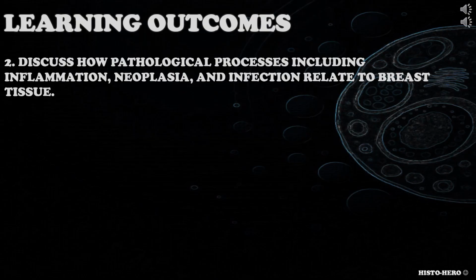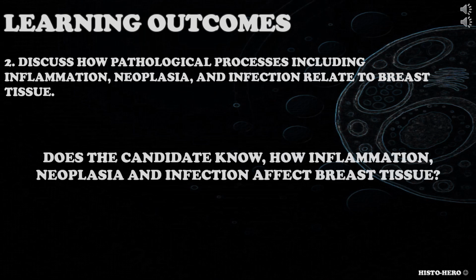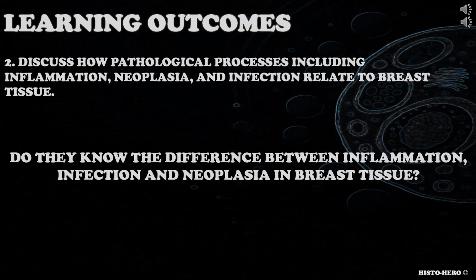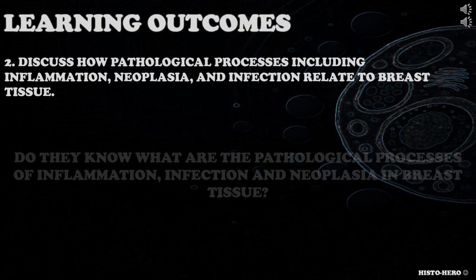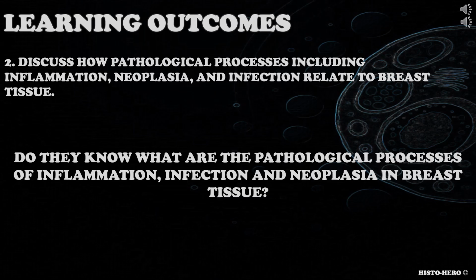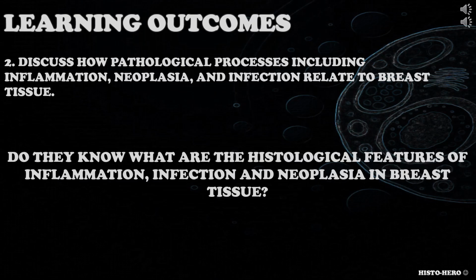The second learning outcome is, discuss how pathological processes including inflammation, neoplasia, and infection relate to breast tissue. Candidate needs to know how inflammation, infection, and neoplasia affect breast tissue. Does the candidate know how inflammation, neoplasia, and infection affect breast tissue? Do they know the difference between inflammation, infection, and neoplasia in breast tissue? Do they know what are the pathological processes of inflammation, infection, and neoplasia in breast tissue? Do they know what are the histological features of inflammation, infection, and neoplasia in breast tissue?